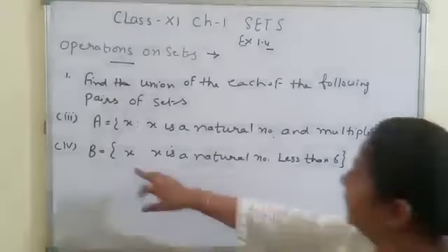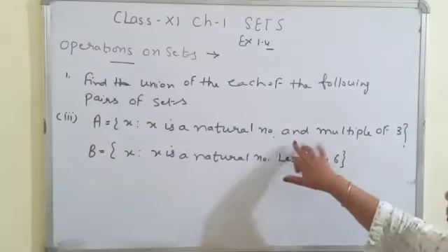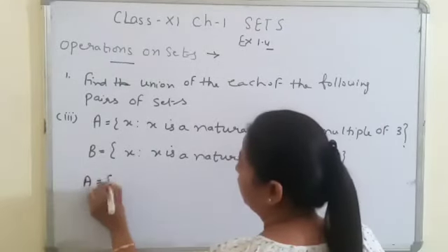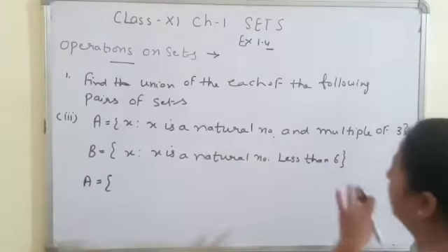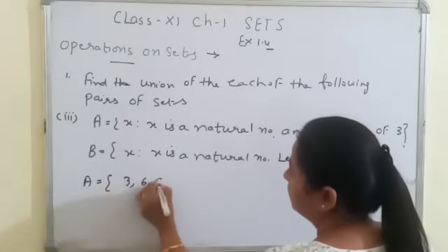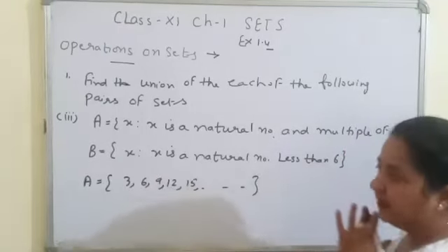Part 3. Set A is x, where x is a natural number and a multiple of 3. Write down the elements for set A. X is a natural number and a multiple of 3. Multiples of 3 are 3, 6, 9, 12, 15 and so on. This is an infinite set.